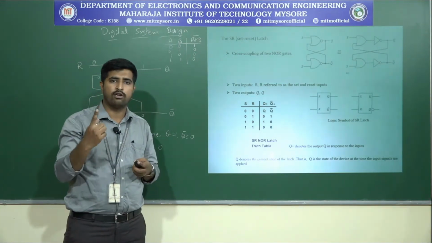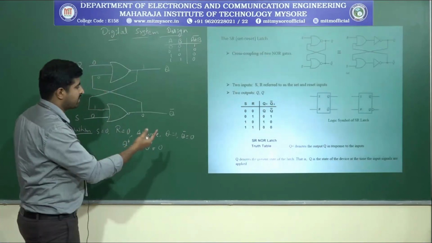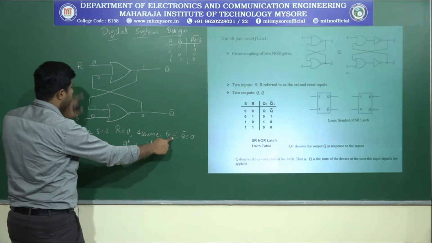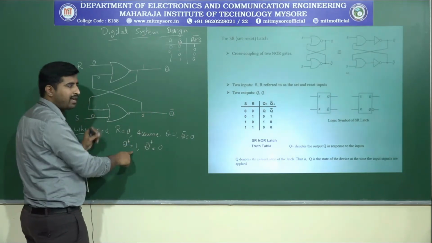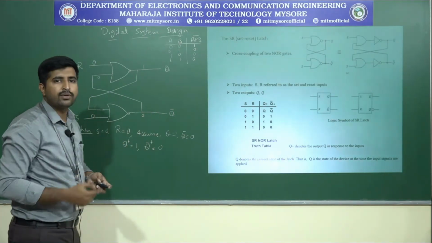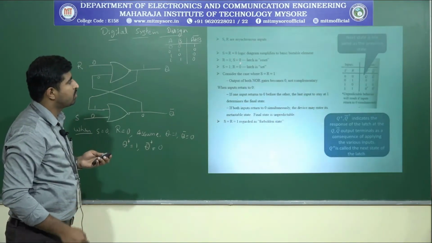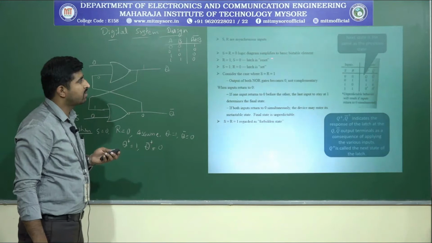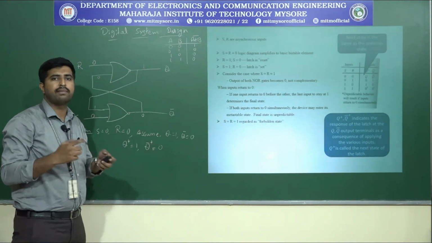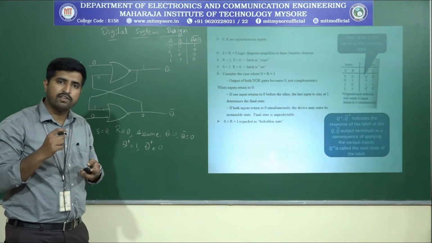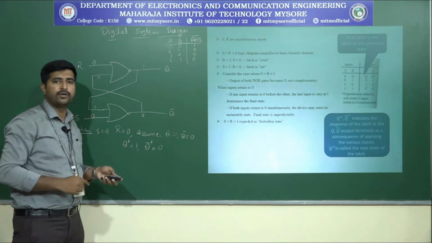If it is a logic 1, it will always give a logic 1. So if you give S equals R equals 0, it will maintain the same 1. That's why we call this similar to a bistable state. When S equals 0 and R equals 0, the logic diagram simplifies to a basic bistable element. So always we continue whatever the state is.